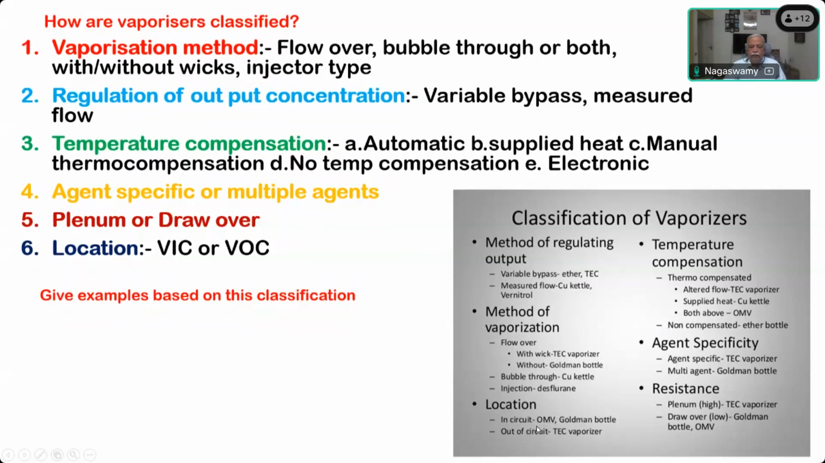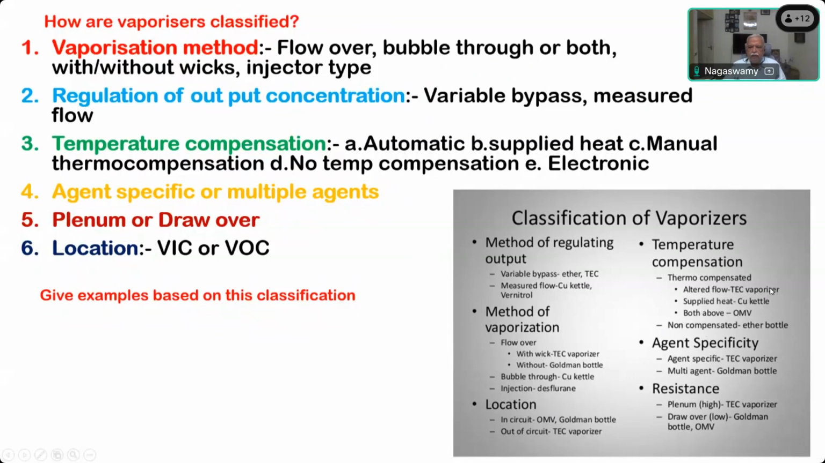What is OMV? Anybody knows the expansion? Miniature vaporizer? Very good. Oxford miniature vaporizer, which is similar to the Goldman bottle. That also can be used within the circuit. All the other Tec vaporizers are outside the circuit. Please remember that. And temperature compensation: thermocompensated by altered flow, supplied heat, or a combination of both; no compensation is the ether bottle.